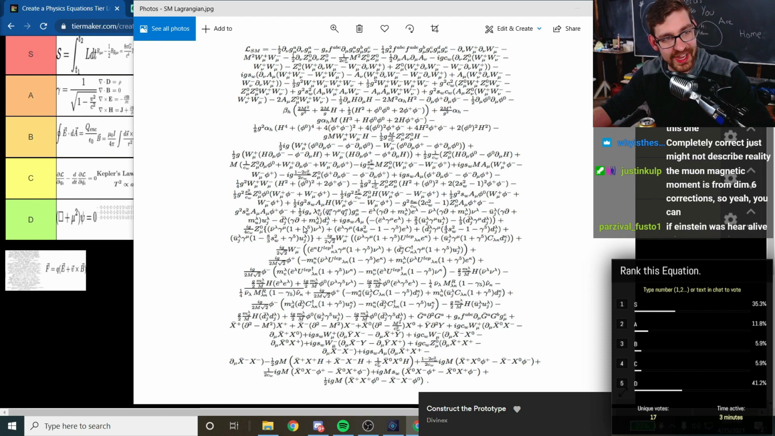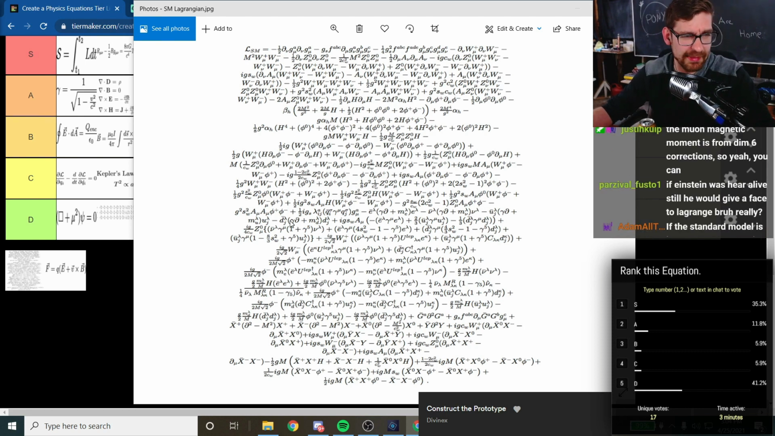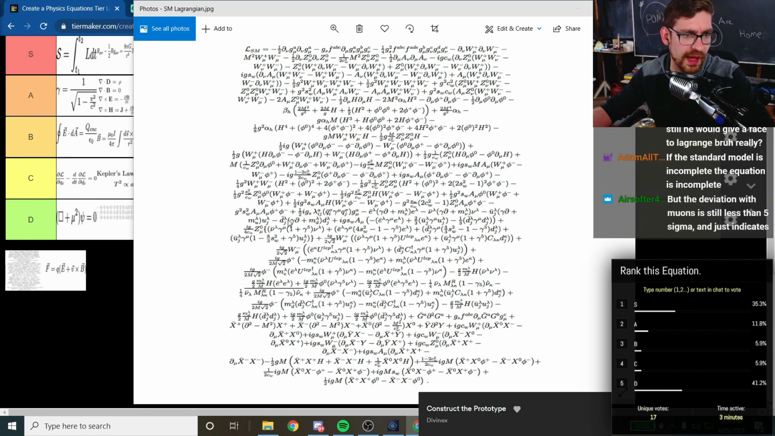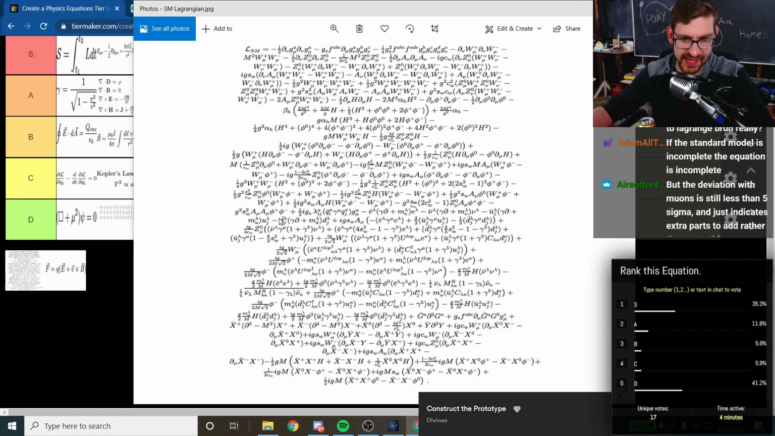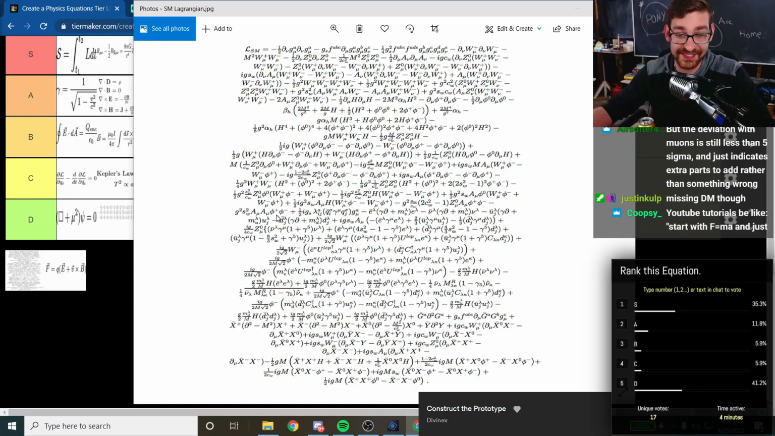Listen, if this is going to describe the standard model, then it's got to describe all of the standard model, or I'm going to vote for D, okay? I will. I swear I will. Don't tell me that this is the Lagrangian that describes the standard model, but I can't take it for all of the levels of perturbation. But the deviation with muons is less than 5 sigma and just indicates extra, but less than 5 sigma, it's 4.2.